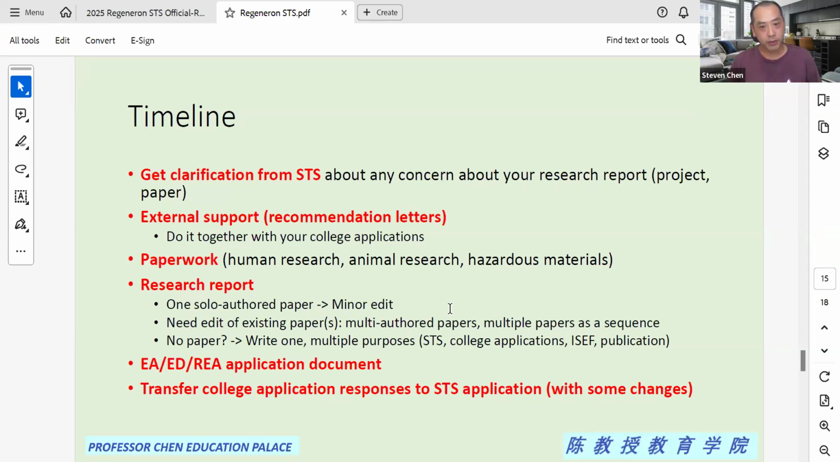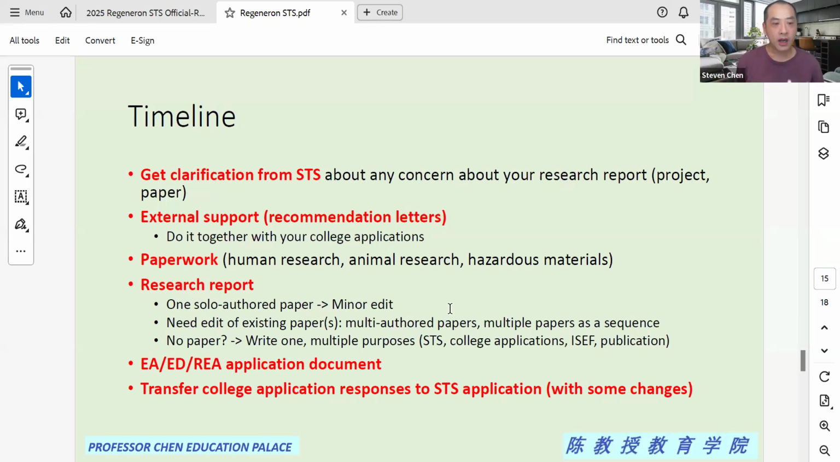So in STS, you may put these two papers together as long as they form a good sequence there, in the same category, with the same topic. Okay, so that is something that is allowed. And actually, this sometimes is good compared to submitting a single paper. It shows that you have been doing something in a dedicated way, in a deeper way, in a solid way.